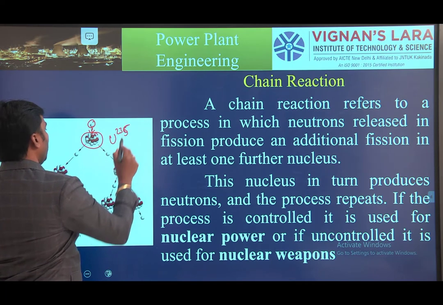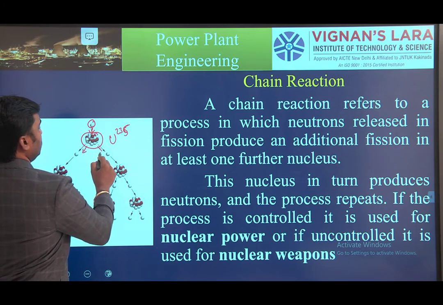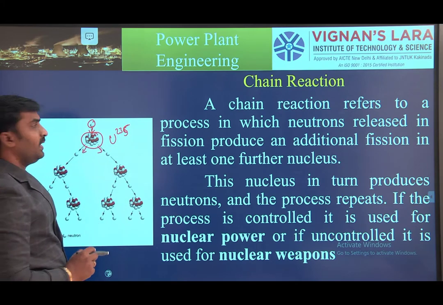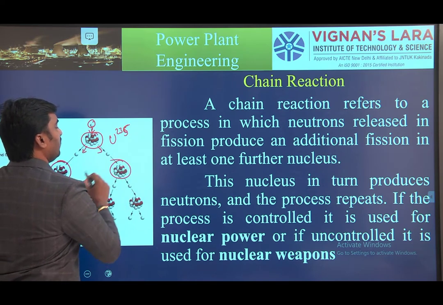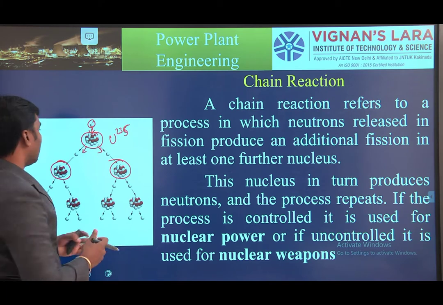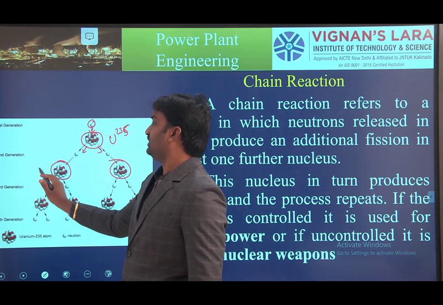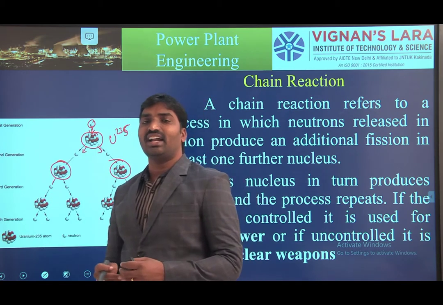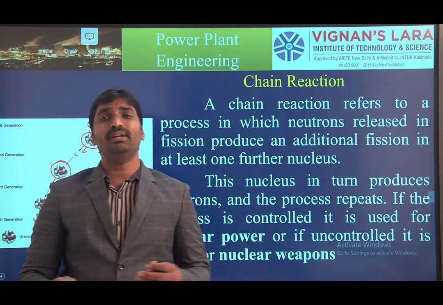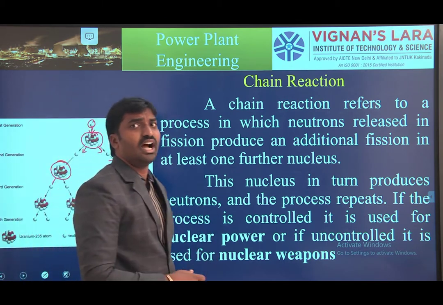Uranium 235, after that it releases two neutrons. These two neutrons again collide with another atom. Like that, it's a continuous process. This is the first generation, second generation, third generation, fourth generation. Like this, the atom is splitting into smaller elements. So that is known as a chain cycle.